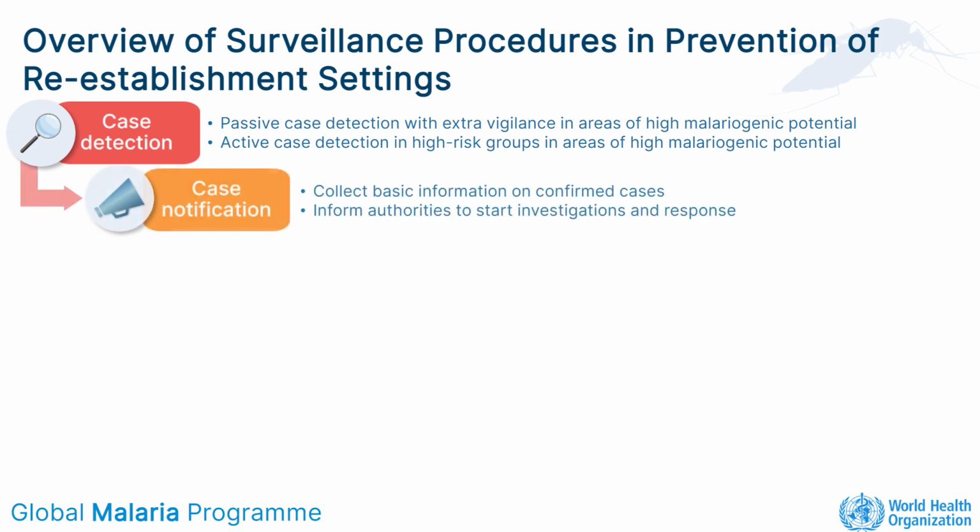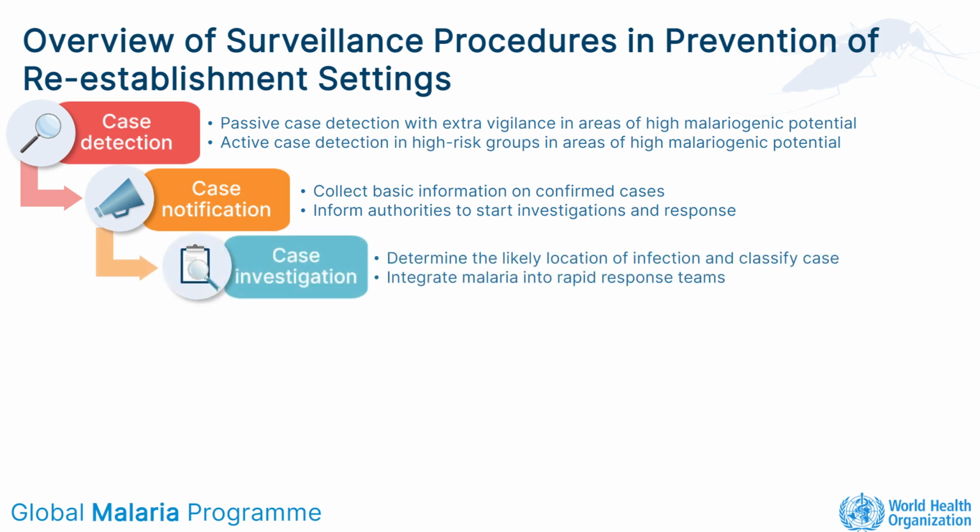Malaria must remain an immediately notifiable disease, and there must be a system to rapidly alert authorities to initiate the response. Cases must still be investigated to determine the likely location of infection. But after elimination, many countries may integrate malaria into their epidemic or rapid response systems.